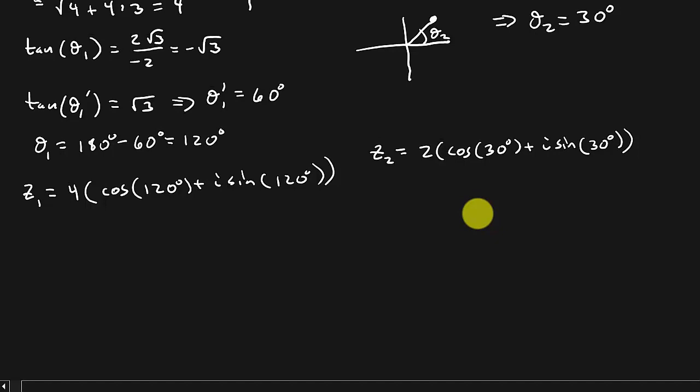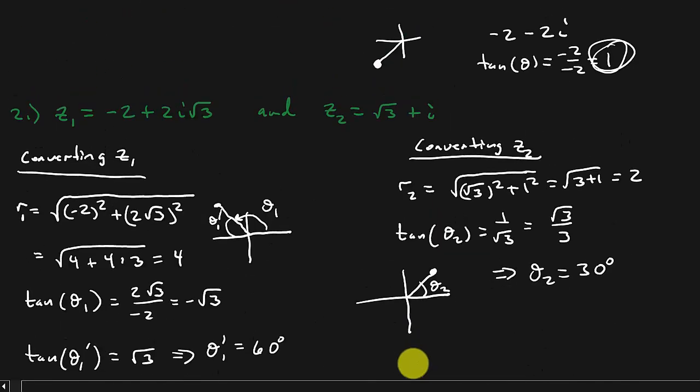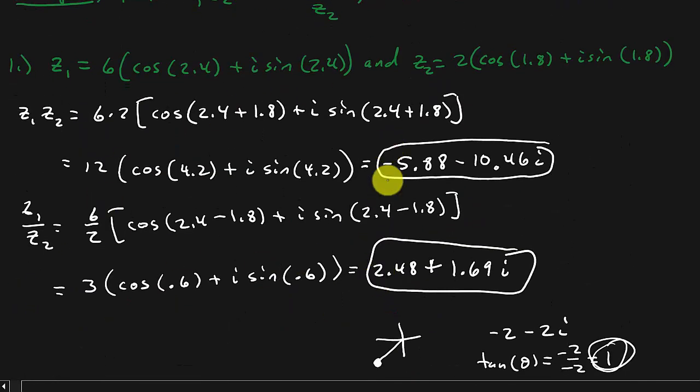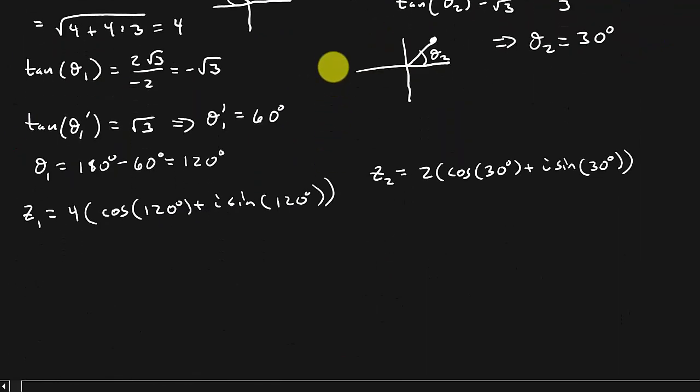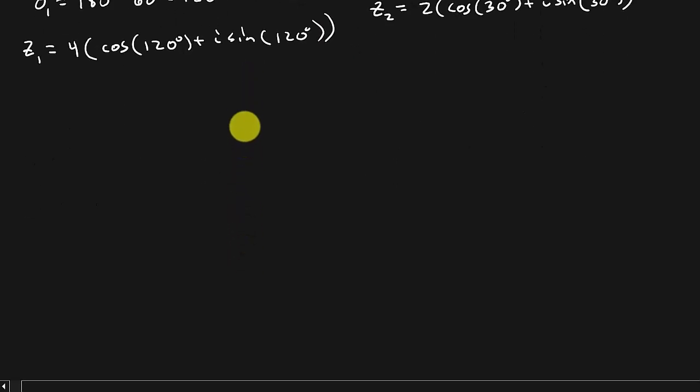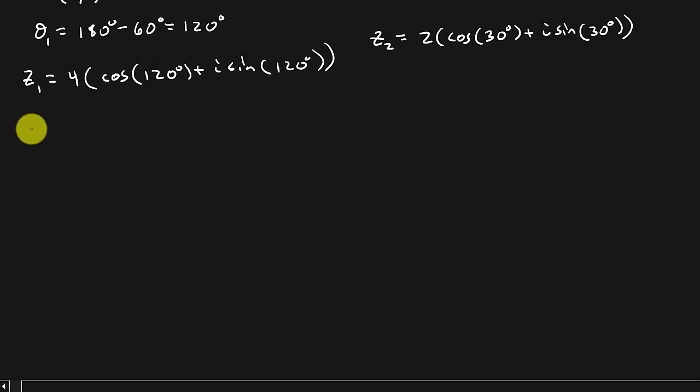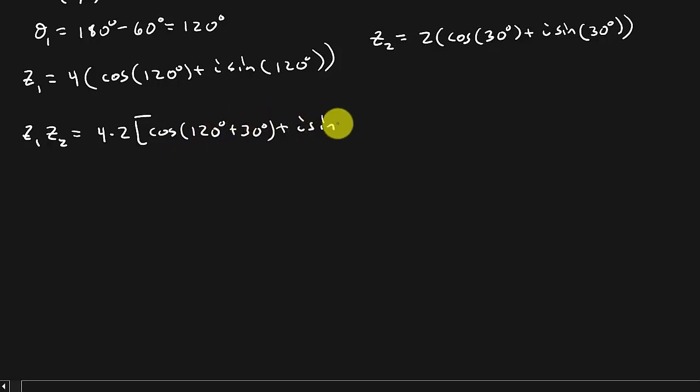All right, so now I have them both in trigonometric form, and now we're just going to multiply and divide like we did the problem up here. Okay. All right, now if you're still watching the video, don't leave just yet, because I'm going to show you something else. I'm going to show you something about this also. All right, so let's find z1 times z2. So that's 4 times 2 times cosine of 120 plus 30 plus I sine 120 plus 30.